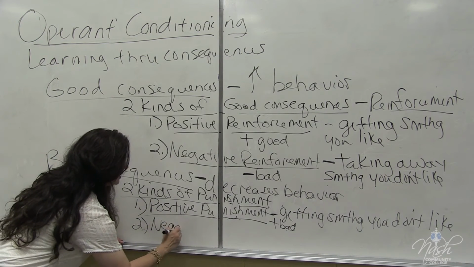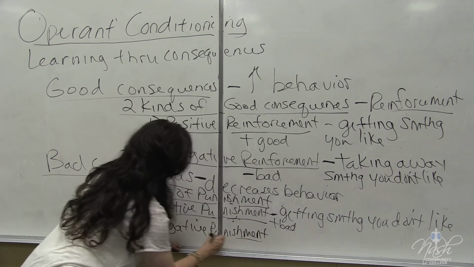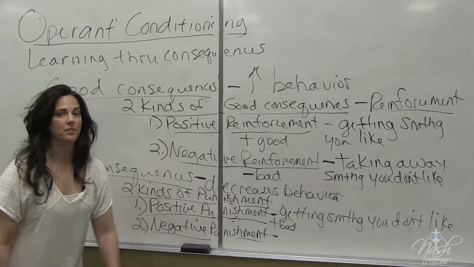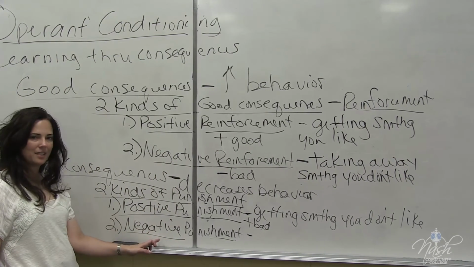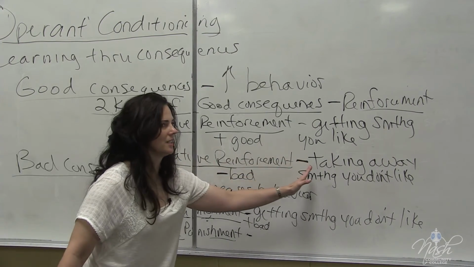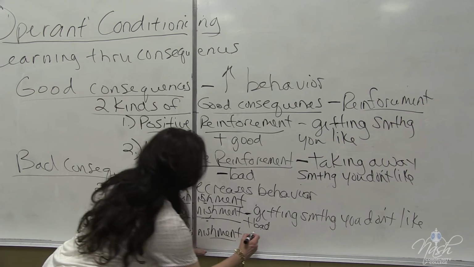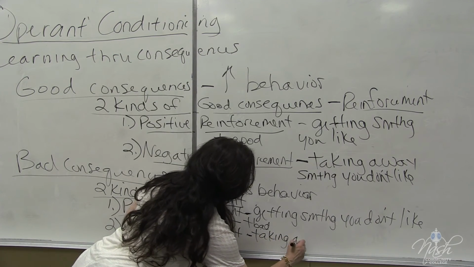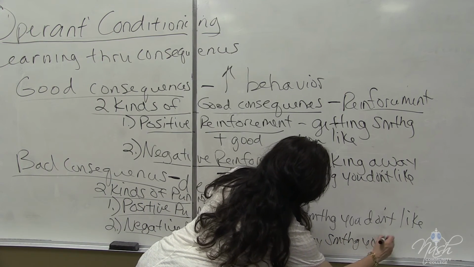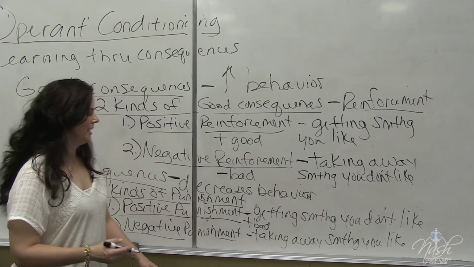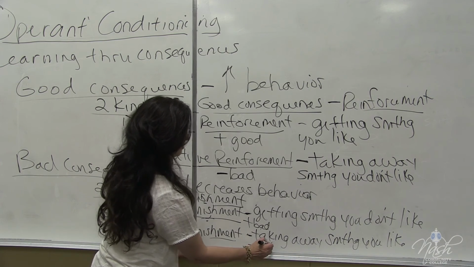And then the last one, negative punishment. Okay. What do you think it is? It's negative, so it must be removing, right? But what are we taking away? Something you like. This is when we take your ball, take your car, take your cell phone. Take away something you like. Okay, and then we're teeny tiny and very messy down here, taking away something good. Because we're taking away something you like.